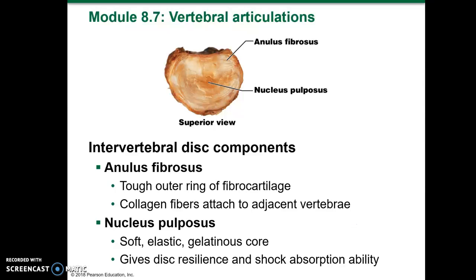If we look at the intervertebral disc components, you have an annulus fibrosus. This is the tough outer ring of the fibrocartilage. Collagen fibers attached to the adjacent vertebrae. And on the inside, you have the nucleus pulposus, the soft, elastic, gelatinous core. This gives resilience to the disc and also allows it to be a shock absorber.